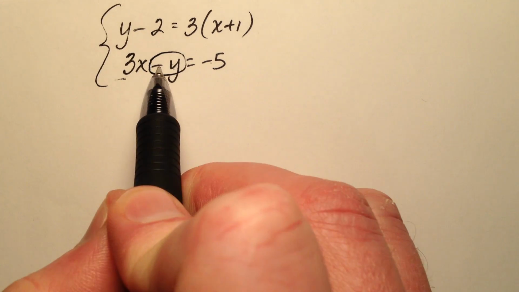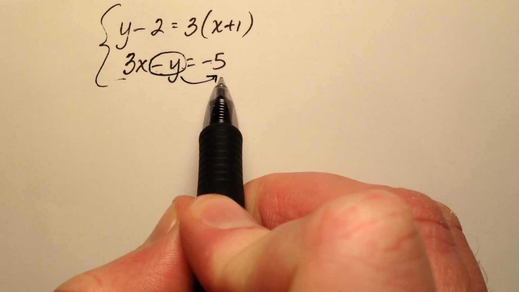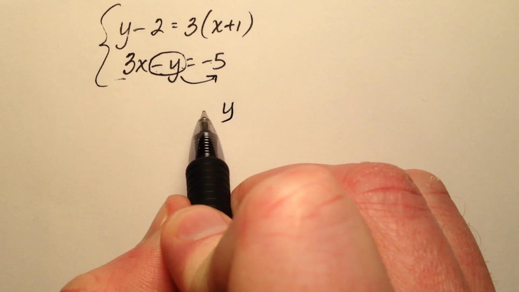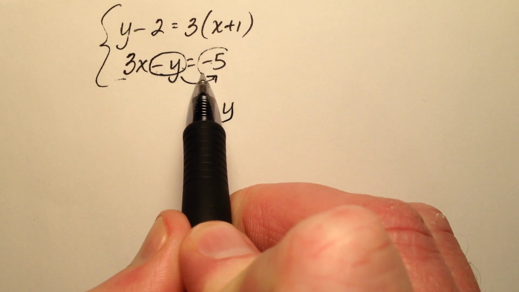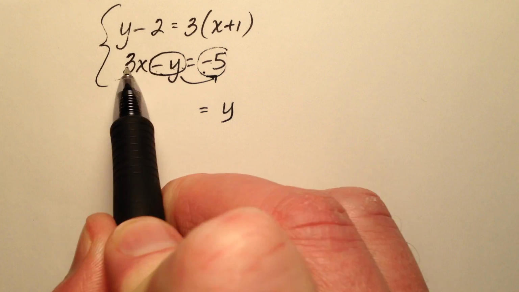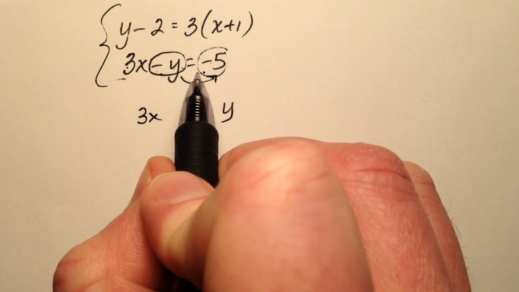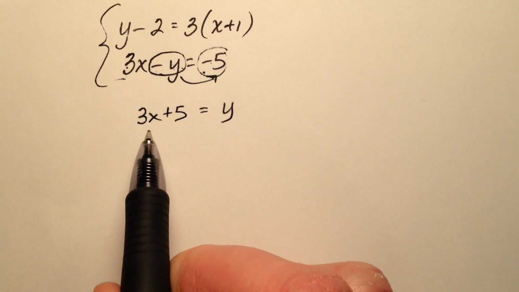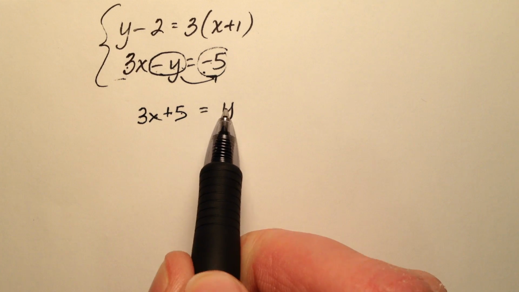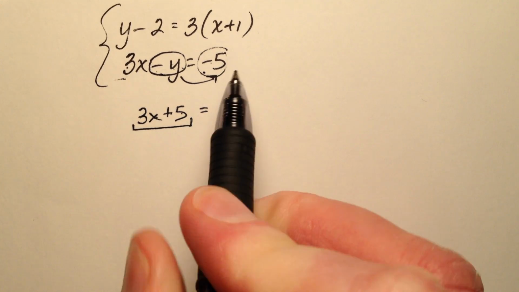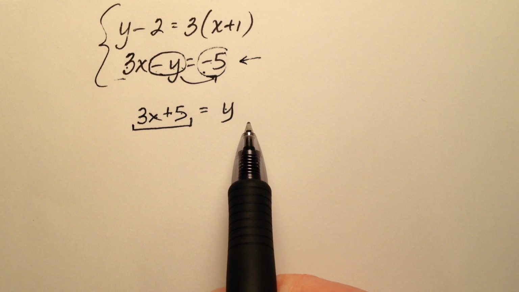I'm going to take this negative y and bounce it over to the right side to make it a positive y. And then this negative 5, I'm going to add 5 to both sides, and put it on the left side. So I have 3x plus 5 equals y, and that came from the second equation.